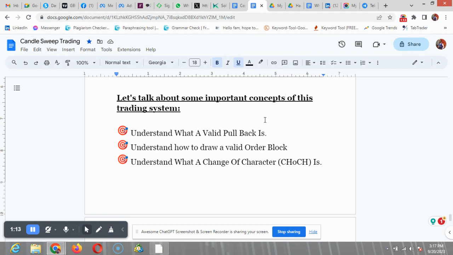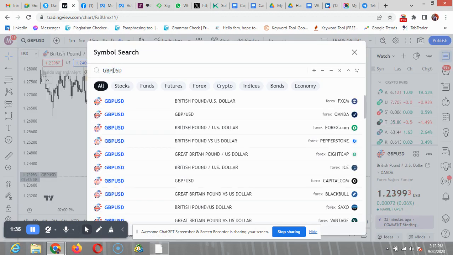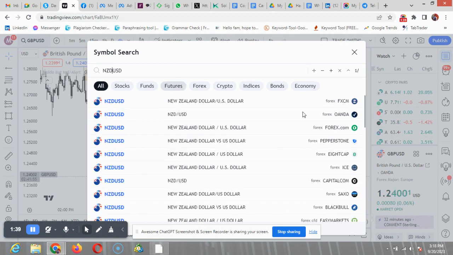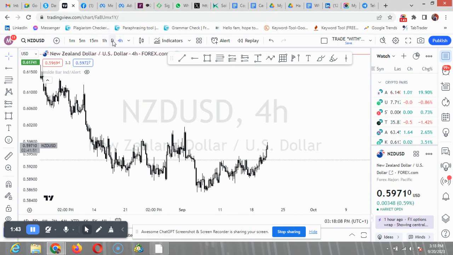So a pullback, a valid order block, and a change of character. All of these three concepts are what would allow you to take trades after you have seen a sweep on the daily candle. So let me show you for an instance what I mean by that. Let's go back to NZDUSD. This is a forex pair, forex.com. Let's take a look at this pair.